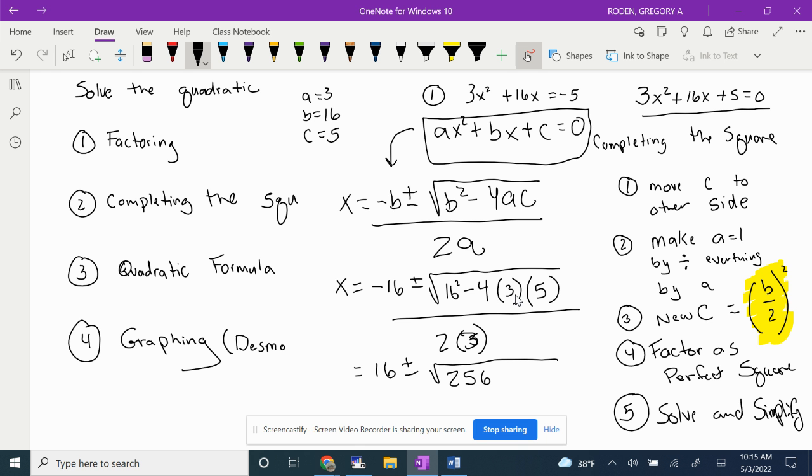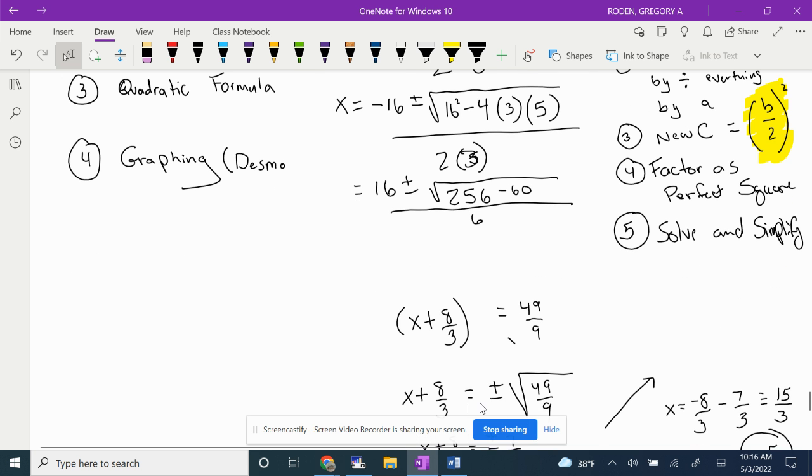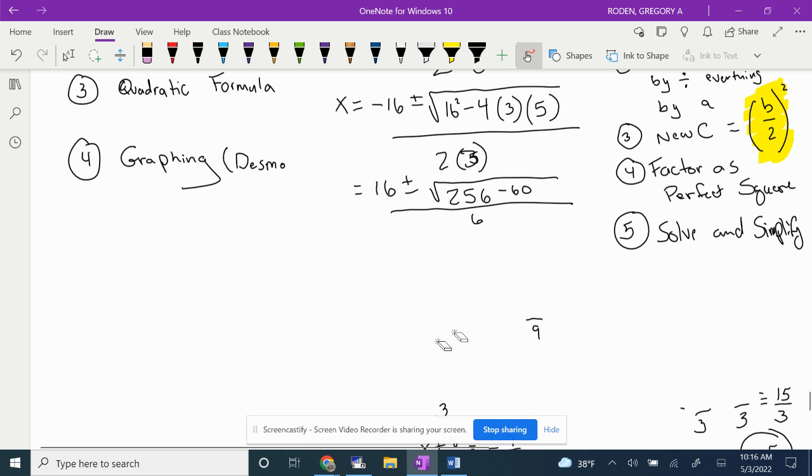4 times 3 is 12, right? 12 times 5 is 60. Am I right? So this is going to be minus 60 all over 2a, which is all over 6. Questions? You guys with me on that? Okay, now, what is 256 minus 60? 196. That sounds like a great number.